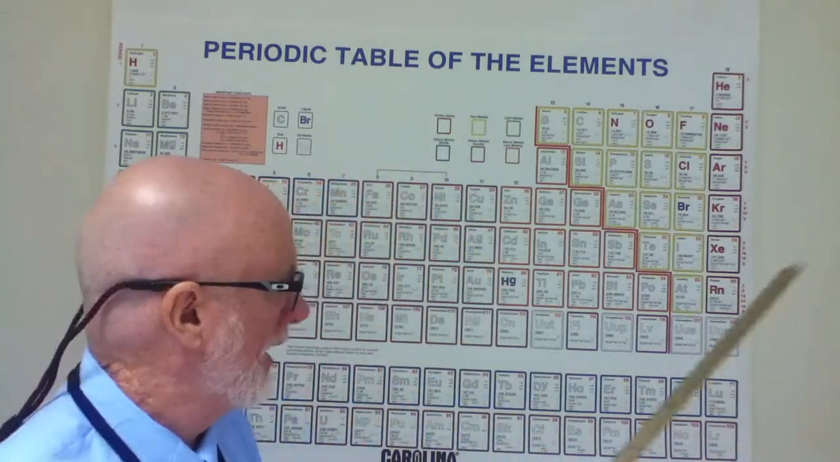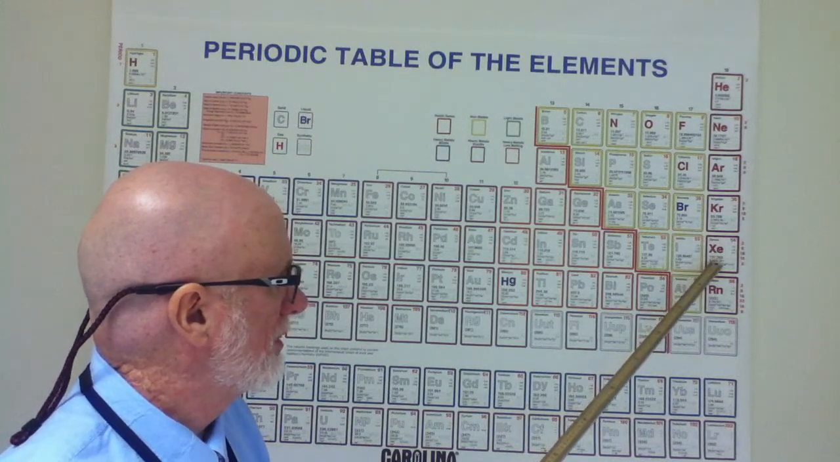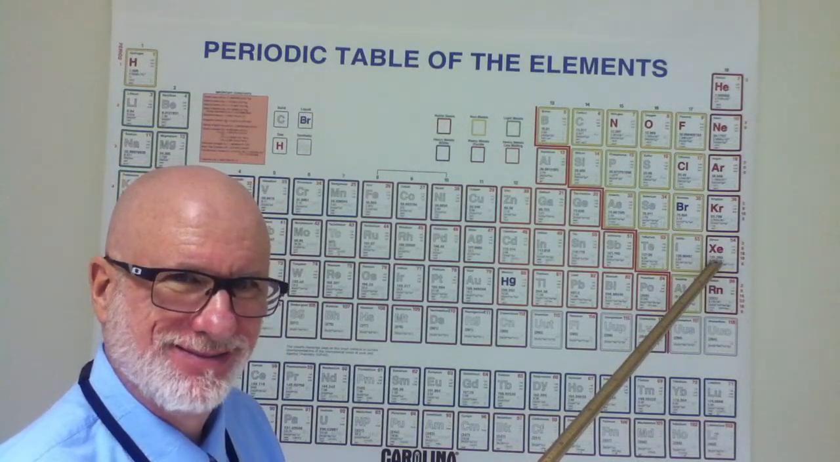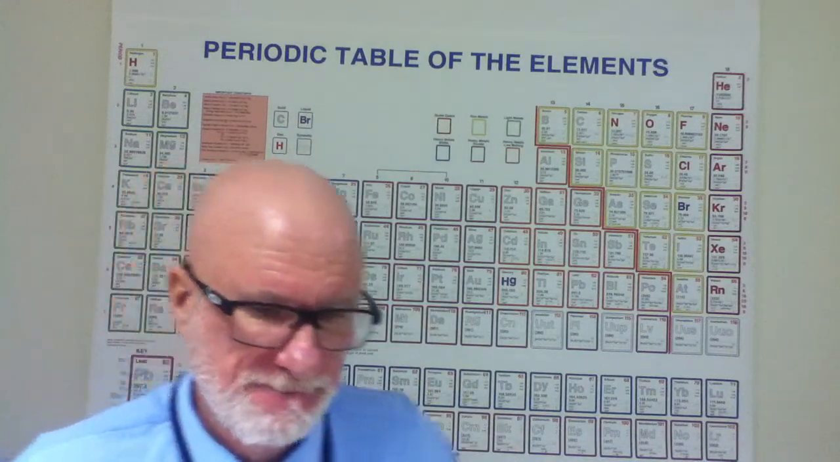Whereas radon is 222 and xenon is 131. So it's heavier, isn't it? Because as we will learn, you ready? Put this in your brain.